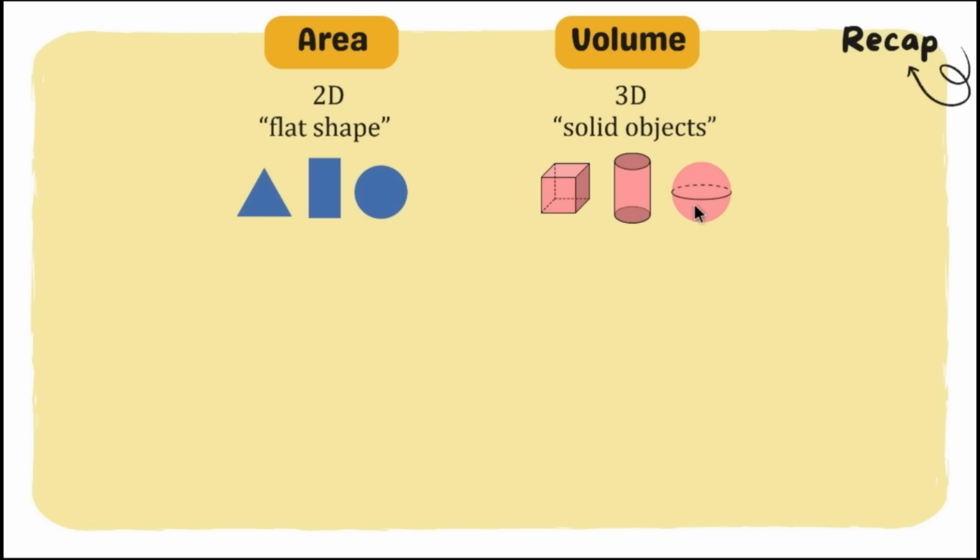Now, how do we measure this? For area, we make use of square units. Now, these are 1 by 1 squares. While volume, we make use of cubic units. These are 1 by 1 by 1 cubes. So let's have an example.